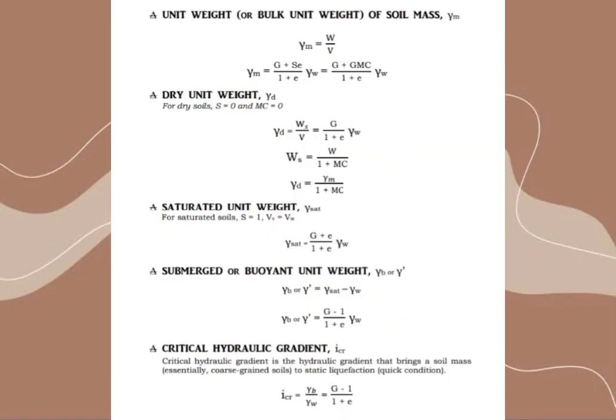So, aside from the formulas that I have given kanina at na-elaborate ko, we have also the unit weight or bulk unit weight of soil mass, dry unit weight, saturated unit weight, submerged or buoyant unit weight, and critical hydraulic gradient. These formulas can be derived through the basic formulas that we have kanina. So, it is very important to derive formulas so that we can get to the answer that we needed for the specific problem.